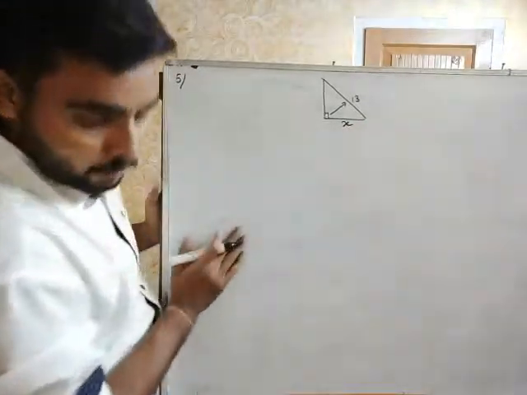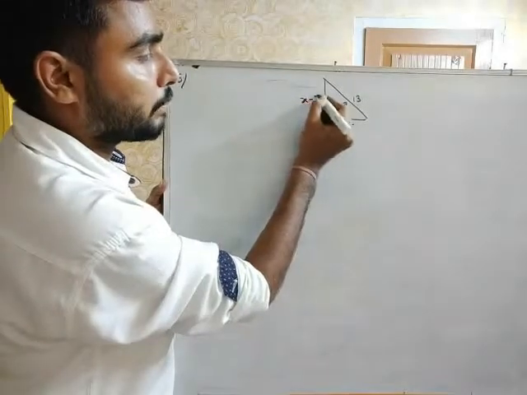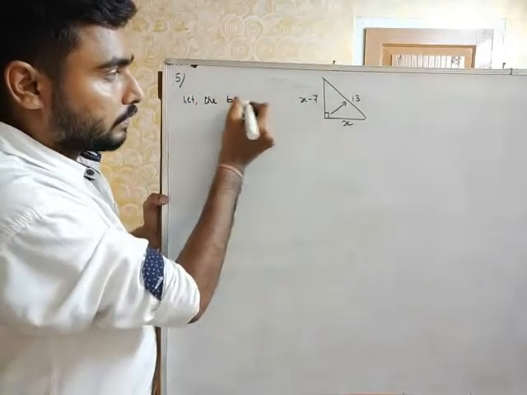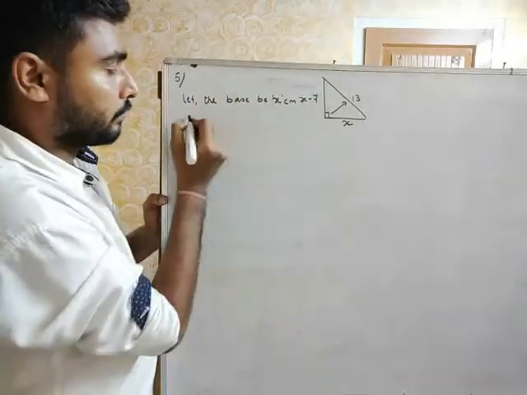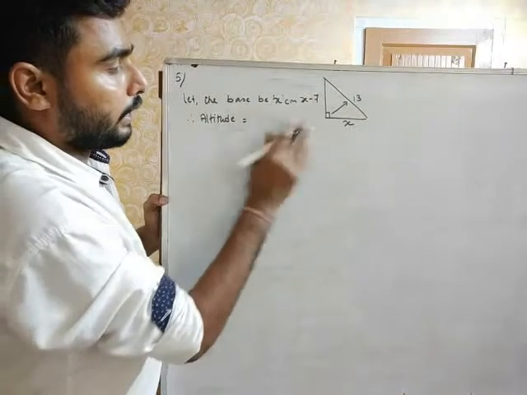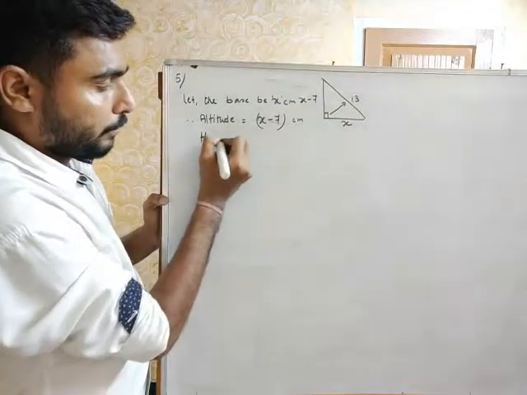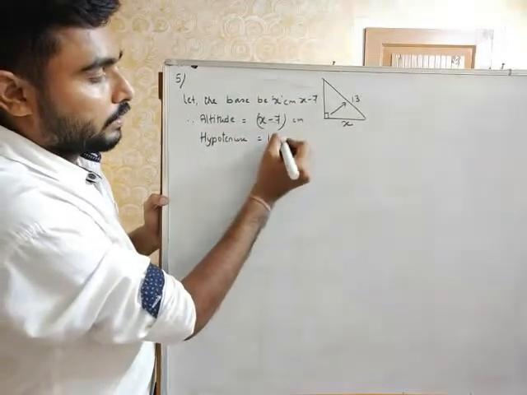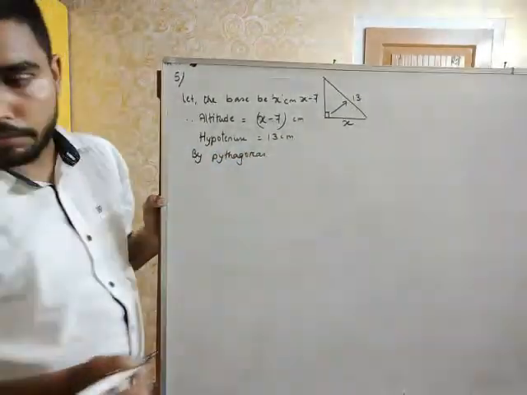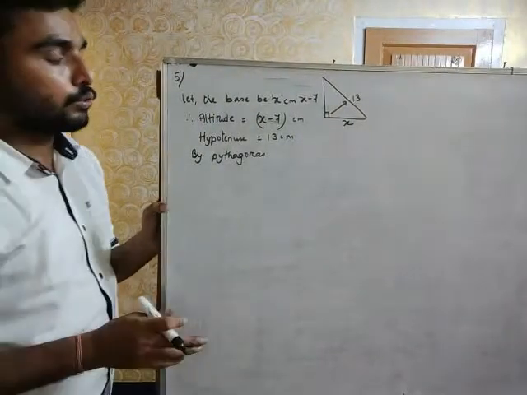So if I take the base as x long, the altitude is 7 less than its base. So the altitude will be x minus 7, isn't it? So let the base be x centimeter. Therefore, altitude is 7 centimeter less than its base, so x minus 7. Hypotenuse is given 13 centimeter. So we can use the Pythagoras theorem to establish the quadratic equation. No condition is given, so what will we do? We use the quadratic formula approach, we will factorise.